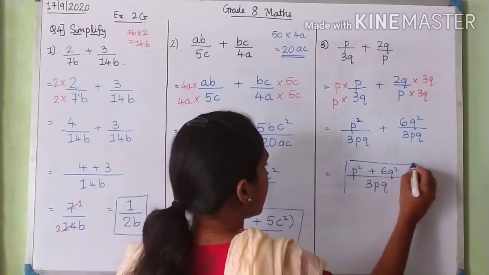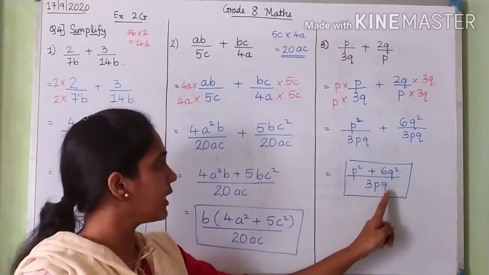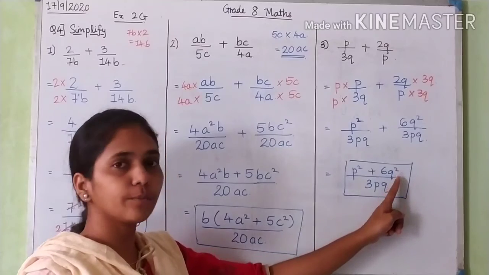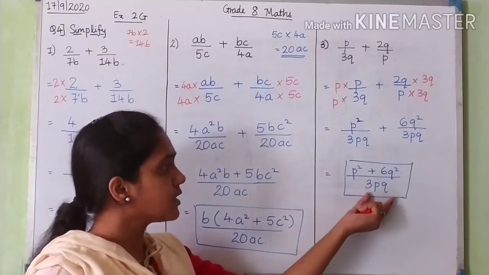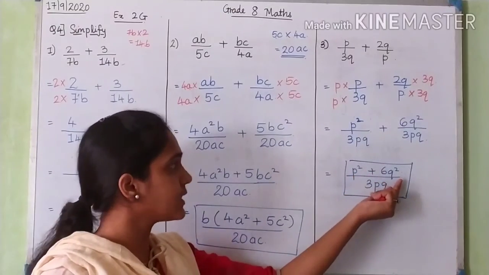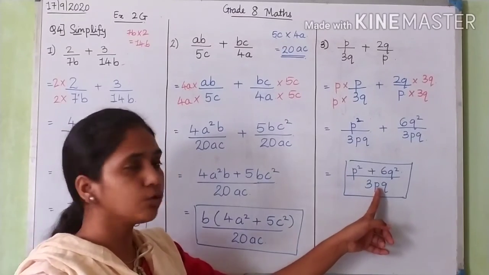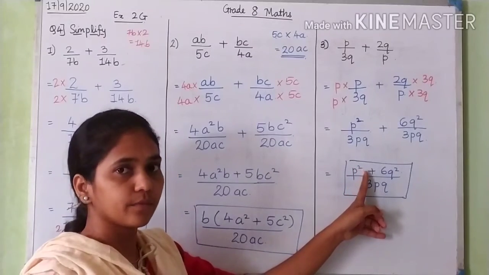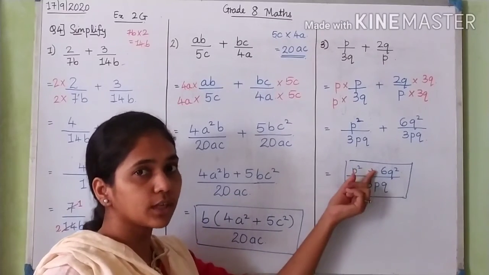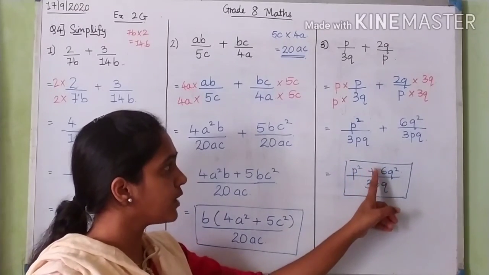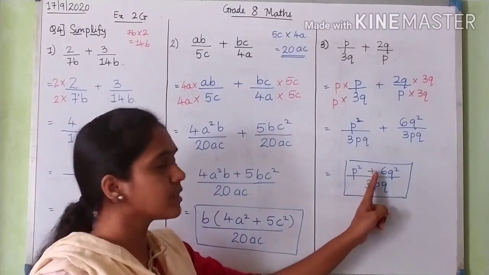We see that nothing is common here. Remember, we cannot cut this p and this p, or one q from here and one q from here. Why? Because there is a plus sign in the numerator. That means this 3pq is for both p square as well as 6q square. If you cut one p from here and one p from here, you mean to say that this p was only for p square. No, this 3pq whole is for p square as well as for 6q square. If there were a multiplication sign instead of this plus, you could cut. But here there is a plus sign.